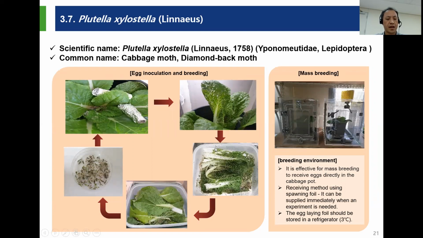The larvae that hatch from the eggs immediately begin to feed on the cabbage. Eggs hatch in about 3 to 4 days at room temperature and grow into second instar larvae in 5 to 6 days. The amount of food they eat increases from third to fourth instar. It usually takes 2 weeks from eggs to pupa. The breeding temperature is 25 to 26 degrees Celsius and humidity is 50 to 70%. If possible, place the cage in a well-lit place.